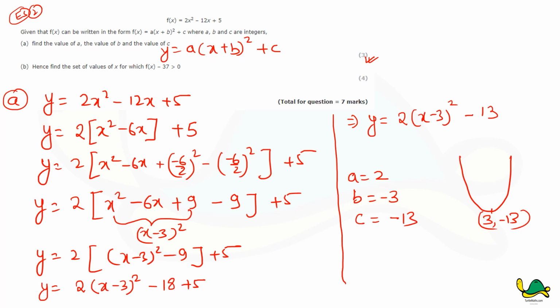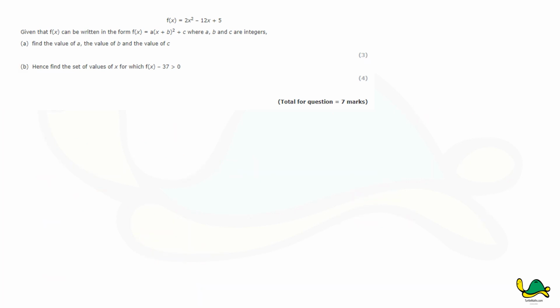Now, this wasn't the difficult part. The difficult part is here. This is the most challenging part that many students found really difficult while doing this paper. So let's discuss the second part. The second part of the question says we are supposed to hence find the set of values of x for which f(x) minus 37 is greater than 0.